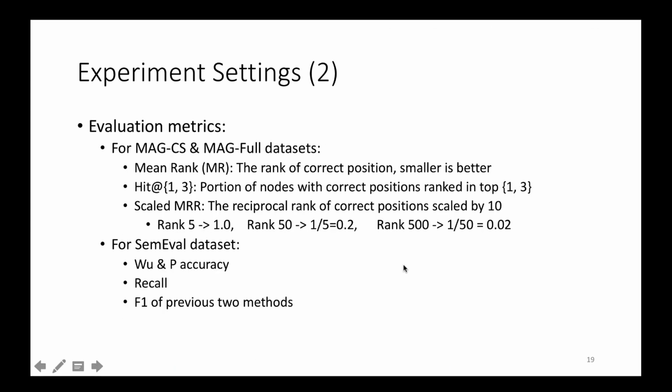And we evaluate different methods using the following evaluation metrics. On the MAG-CS and MAG-Food datasets, we use the mean rank, that is the rank of the correct position. The smaller the number is, the better the performance is. The other metrics are hit at 1 and hit at 3, as well as the scaled MRR. Those are typical ranking evaluation metrics. The higher the number is, the better the performance is.